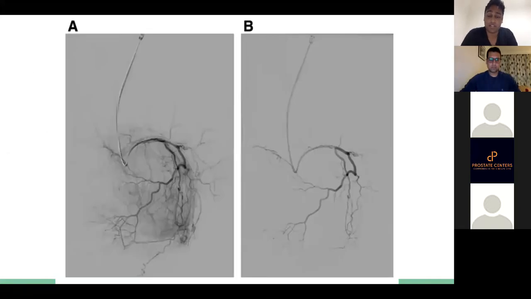As Shine mentioned, in terms of what we're looking for in the images, these hyperemic areas were embolized and the blood supply was stopped to those areas. Picture A shows the pre and B shows the post-embolization images.